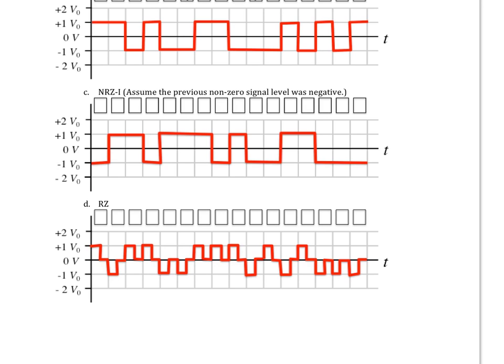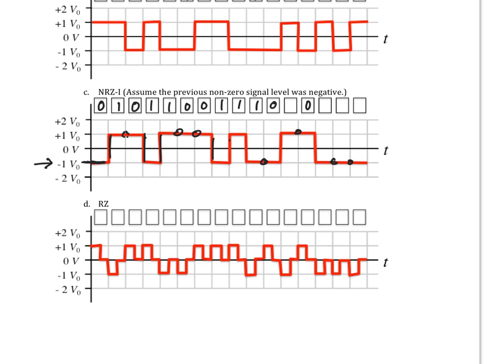If the previous non-zero signal was negative, that means we didn't have a transition at the beginning of this first bit period, and the voltage stayed negative. And no transition at the start of the bit period means we have a 0. So every time we have a situation like this where there's no transition at the beginning of a bit period, that signifies that there was a 0 in that bit period. Similarly, every time there's a transition at the beginning of a bit period, we have a 1.